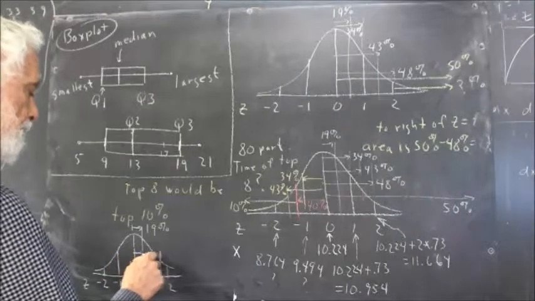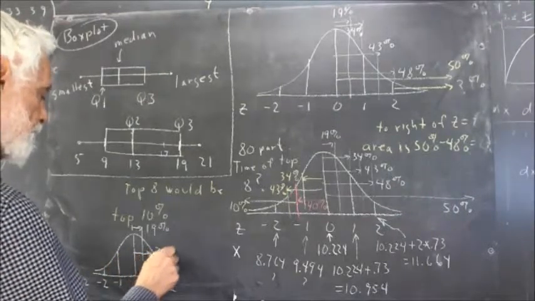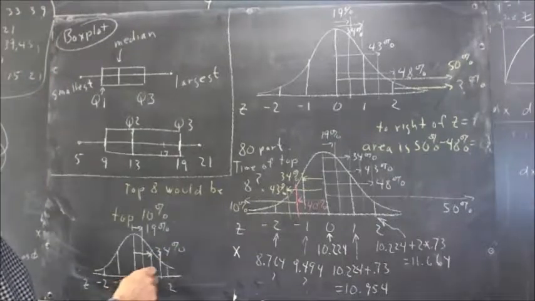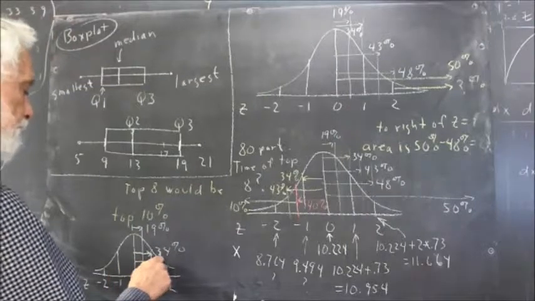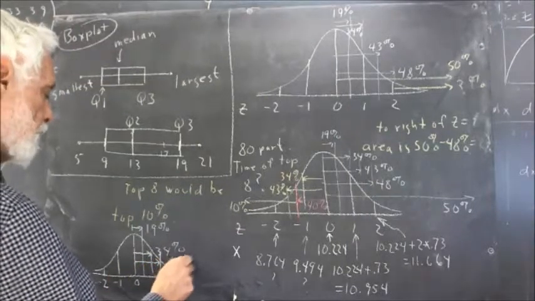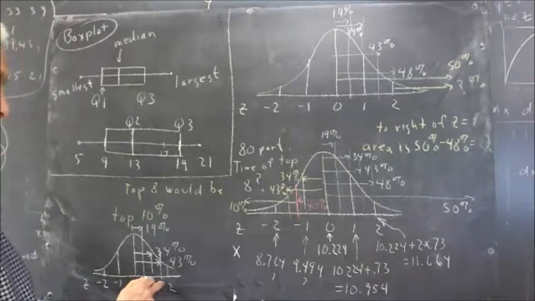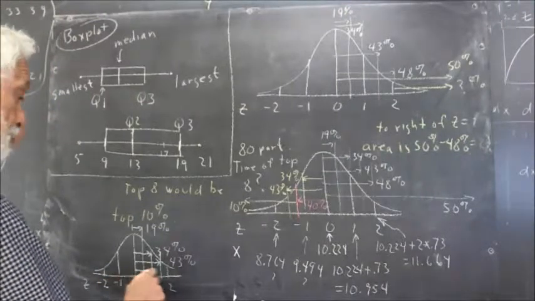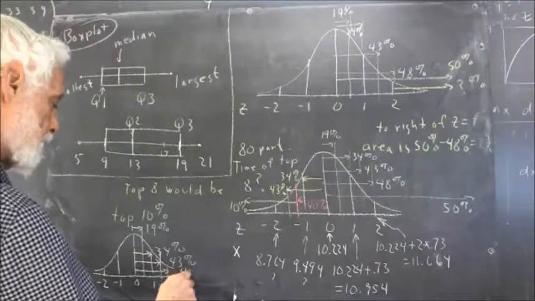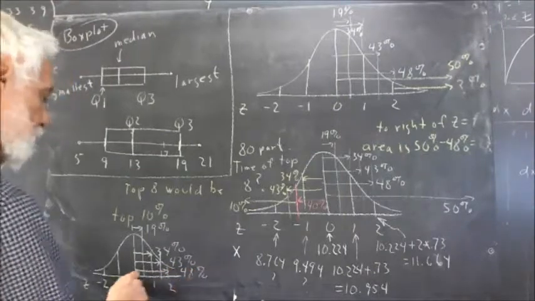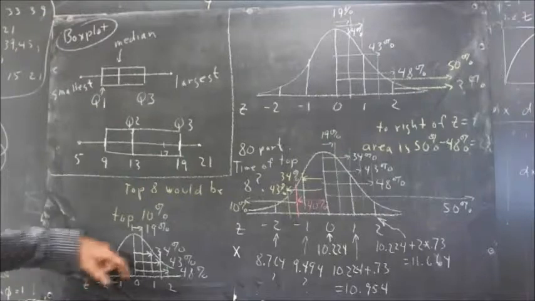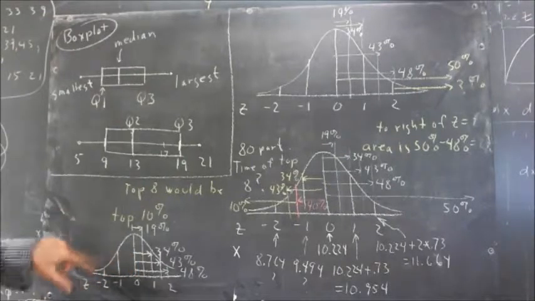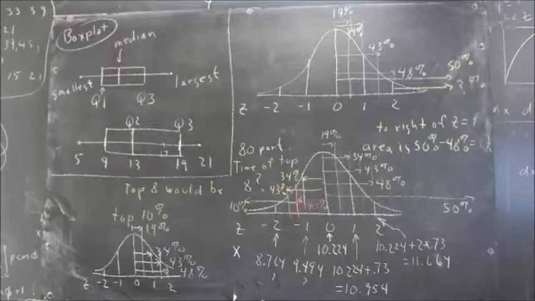34% is between 0 and 1, and that's one you certainly should know. 43% is between 0 and 1.5. 48% between 0 and 2. And the numbers are the same on the other side. And if necessary, if the question involves numbers below the mean, you're going to want to also label the same numbers on the other side.